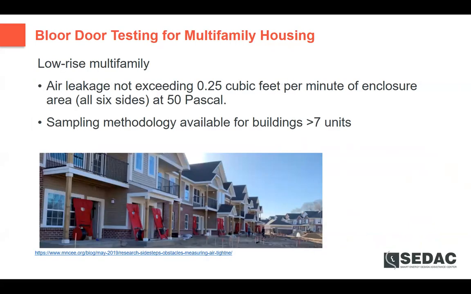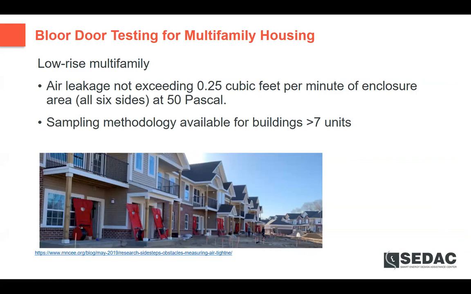Something else that Illinois added as an amendment for low-rise multifamily is, rather than doing it as a volumetric measurement of air changes per hour, so many times the volume of the building, this is looking at doing it based on the envelope enclosure area. And so this is 0.25 cubic feet per minute per square foot of enclosure area. So this is the outside surface, which really is more of a measurement of the performance of that envelope.